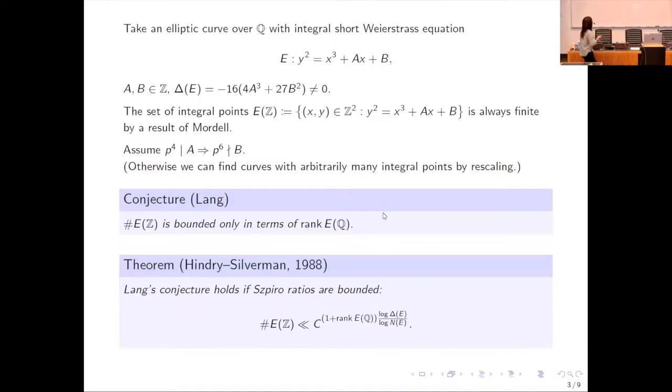Another thing to notice is that if you believe that the rank should be bounded, then the number of integral points is also bounded. And the spiral ratio is conjectured to be bounded as well. Right, so those are pointwise bounds. If we try to do this on average, then we don't expect that many elliptic curves to have even one integral point in general.